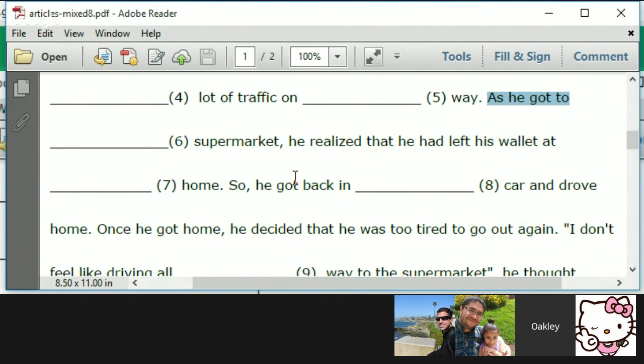All right, Vitor, next one. As he got to the supermarket, he realized that he had left his wallet at the home. Okay. Definitely as he got to the supermarket. We already talked about that, but let's talk about at the home. Actually, you're wrong. Yes, I remember we don't use the before home. Right. And we also don't use to.